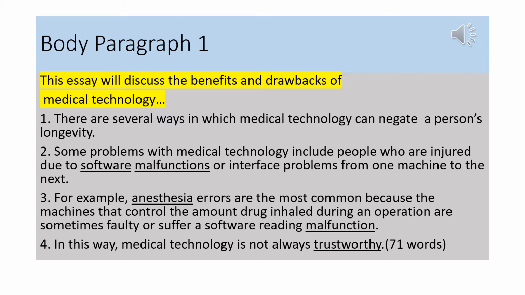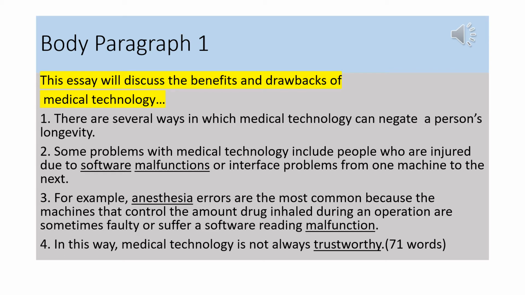So in the very first sentence, we discover that we're talking about the drawbacks right away, the negative parts. There are several ways in which medical technology can negate a person's longevity. The number one problem people have when they write body paragraphs is they don't have a topic sentence. A topic sentence is just a general statement that includes the topic, here medical technology, and some kind of controlling idea. In this case, several ways to negate a person's longevity. Okay, that's all you have to have in there. You have to mention the topic and a controlling idea.